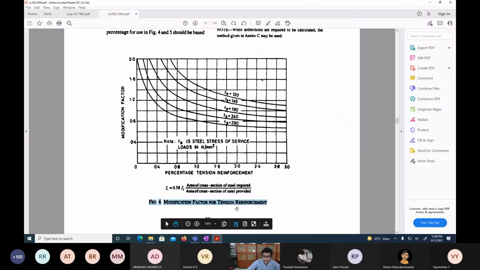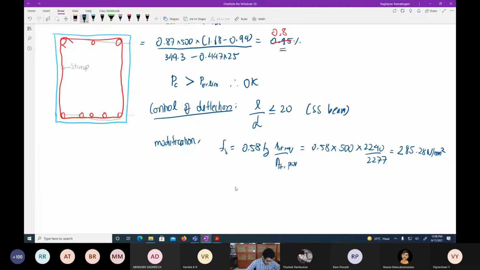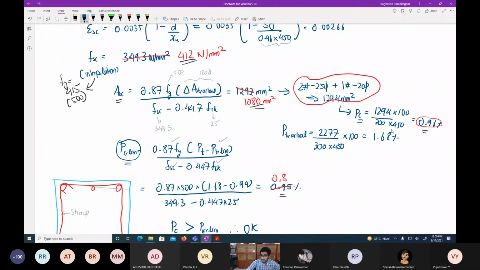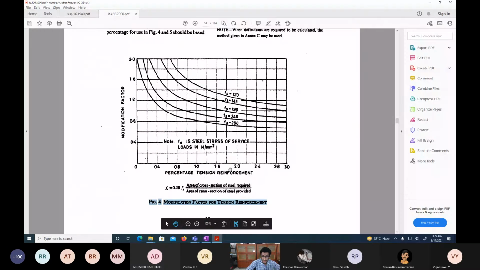So we'll go back to this chart. Let's look at where 285 may come. It is somewhere near this. If you want to make it very simple, you can just choose Fs equal to 290 or make a slight modification to it. The percentage of tension reinforcement which is actually there, let's have a look at the percentage. 1.68%, this is what we've actually given. 1.68% of steel means probably somewhere over here. Okay. If I have a marker, let me just.